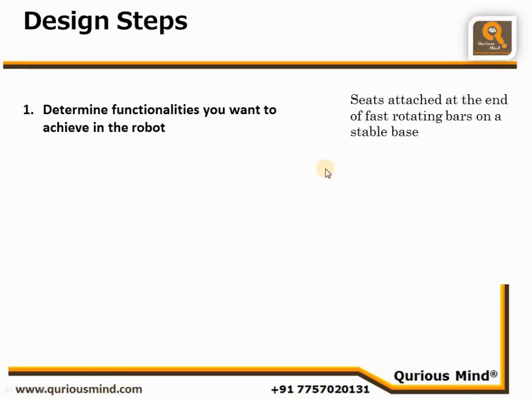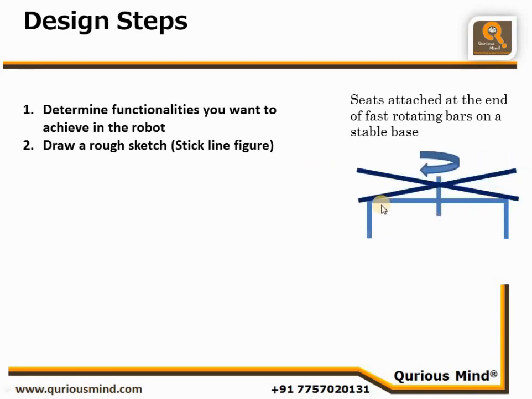So now translate these functionalities from word to a rough sketch, a stick line figure like this. So here we show a stable base. Here we show an axle onto which the bars are attached, which we are going to rotate. This shows that they are going to rotate. So it's a stick line figure translating our requirements or our functionalities. We have put it in words.